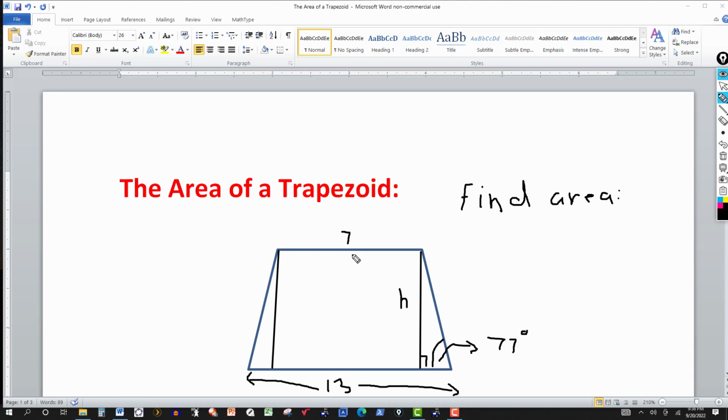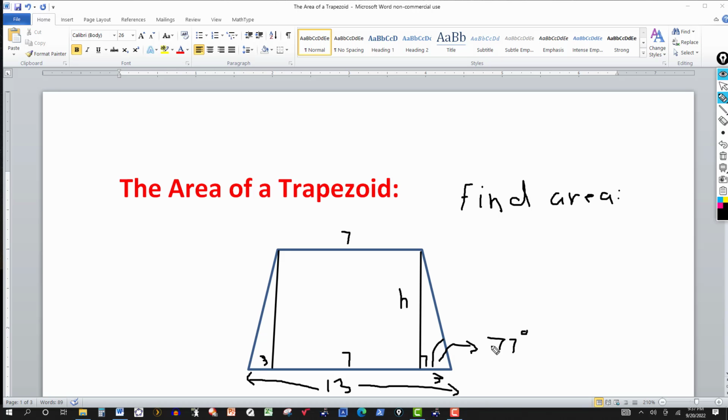So this is 7 here, so this right in here has to be 7. This segment here has to match this one. So 7 from 13 is going to give me 6. This means this would have to be 3 over here, and this would have to be 3 over here. So I've got a triangle right here. In some cases you might have to use the Pythagorean theorem. In this case, we don't have enough information to use the Pythagorean theorem, but we can use trig.